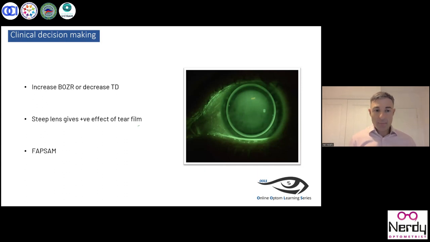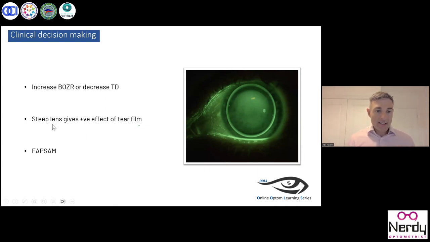So in our clinical decision making, what could we do if we've got a steep fitting lens? Well, we can either increase the back optic zone radius or decrease the total diameter. In this case, I'd probably play with the back optic zone radius because size-wise it seems quite okay, and a larger lens actually is more likely to be more stable.